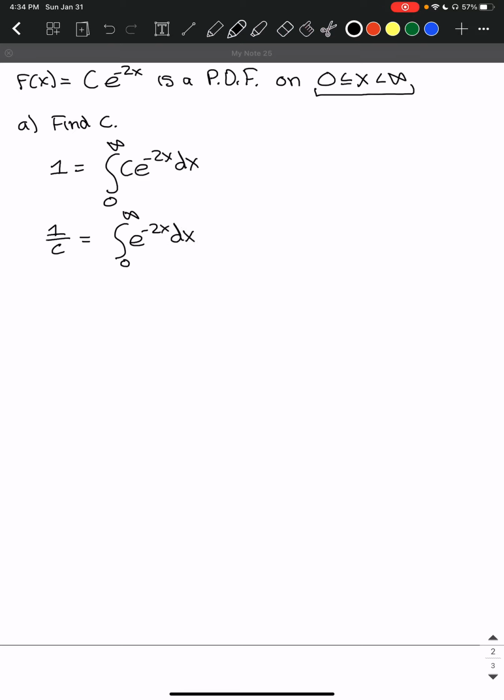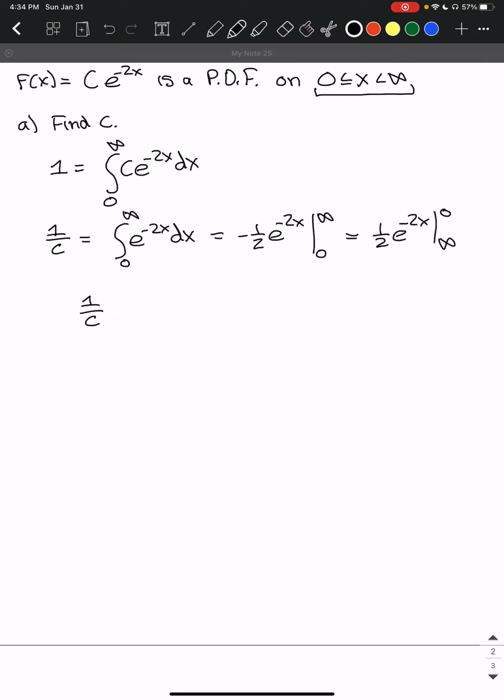So I can just go ahead and solve this integral on the right-hand side. What this ends up giving me is minus 1/2 e to the minus 2x evaluated from infinity to 0. And then I'm going to make this positive by flipping the bounds. Not super necessary, but I find it helpful. With improper integrals, we're essentially taking a limit instead of plugging in infinity, but it's essentially the same thing.